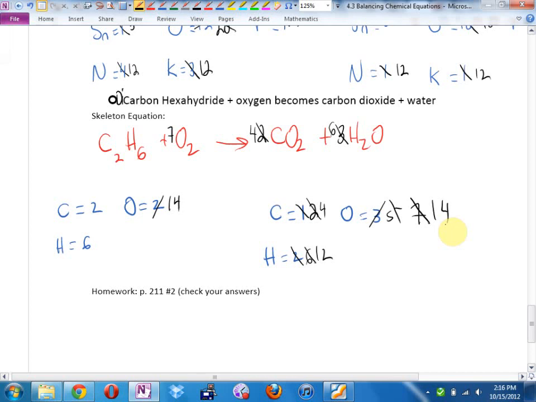Where am I unbalanced? Carbon. How many do I have on the left? How many do I have on the right? How can I change a 2 into a 4? You're saying if I put a 2 there, that's going to give me 4 of those. That's going to give me 12 of those. Miller, what? Holy smokes, they're balanced.